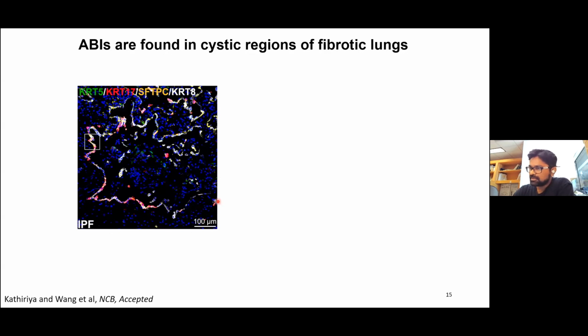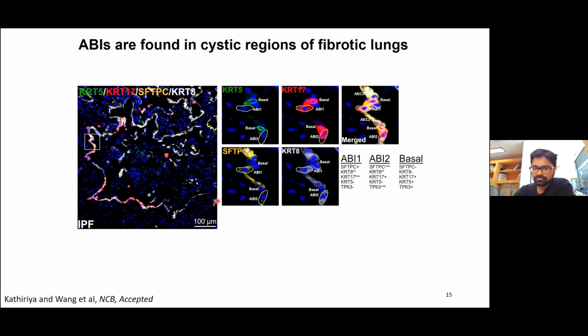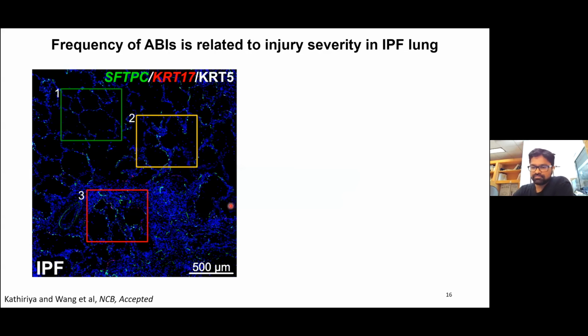So we found these clusters of ABI1s, ABI2s, and basal cells, all in the same pods, suggesting a linear relationship between them. And then, knowing that IPF is a pretty heterogeneous disease, it's really characterized by this somewhat seamless transition from a normal-looking alveolar structure to thickened alveolar walls into more microcystic regions. And we wanted to see what are these ABIs doing there.